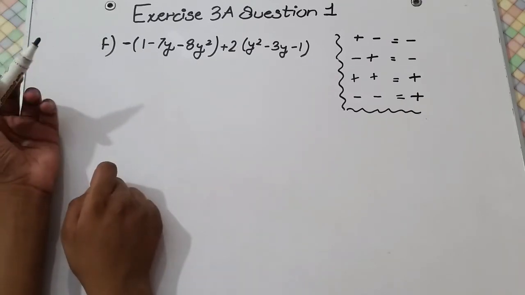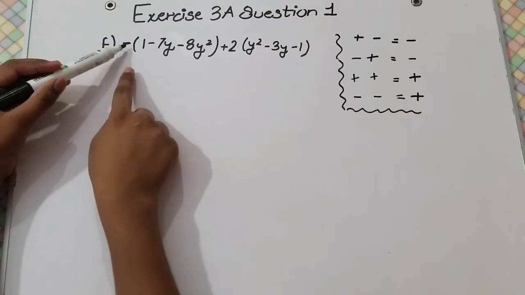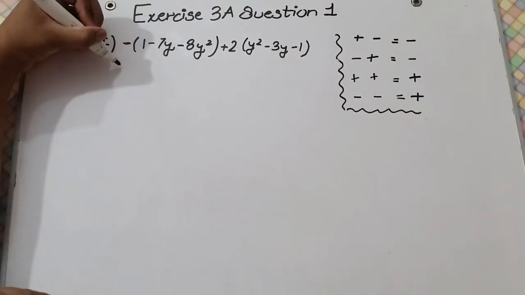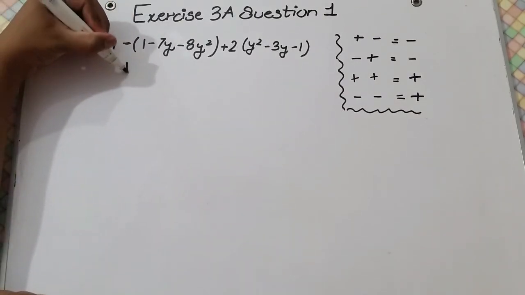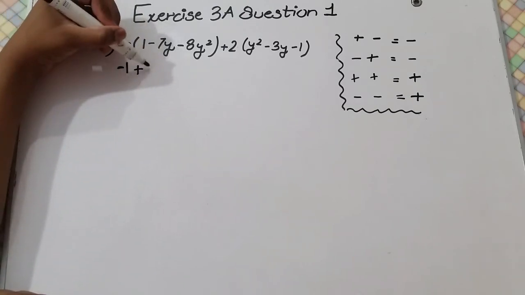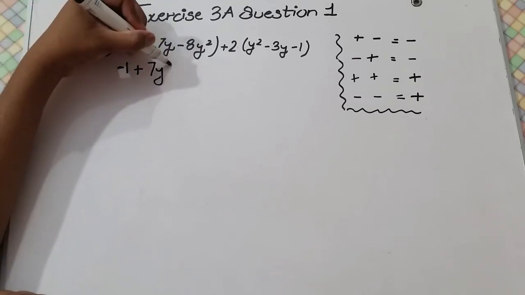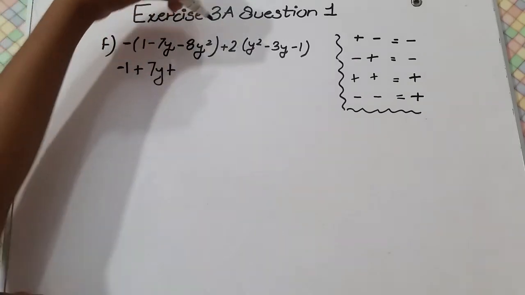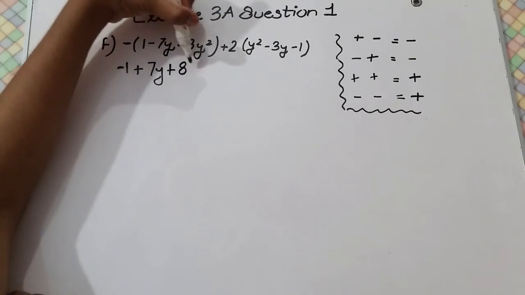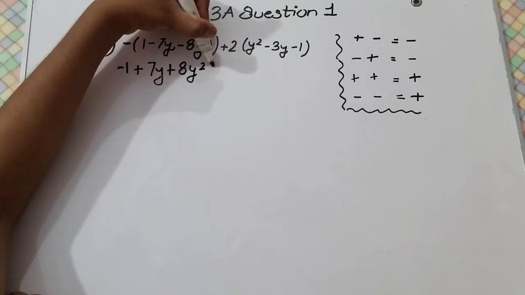So simply we are going to do this, and we are going to write minus minus. So first we are going to write minus 1, then minus minus is plus, then we are having 7y, minus minus is plus, then the left is 8y square, bracket is open, plus.